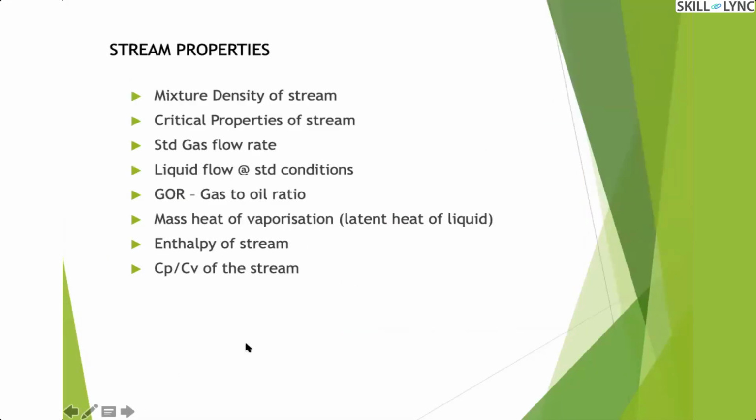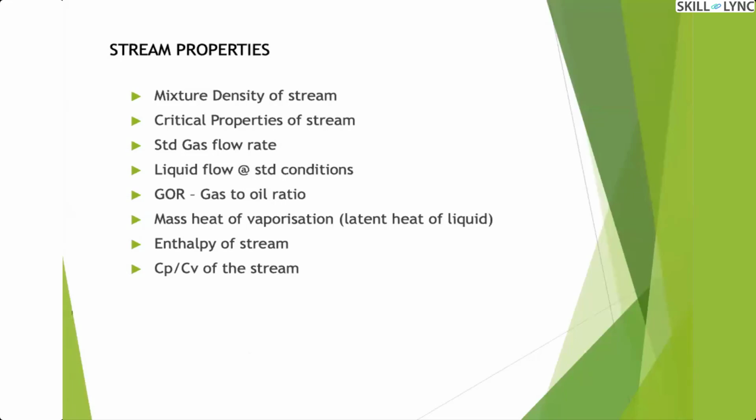The next usage is for generating stream properties. When you have a mixture of components, say a number of components, there is the combined density. When you have pure components, it is easier to get the density values from the database. But when you have a mixture of components, their mixture density and critical properties, etc., can be determined using the simulation.